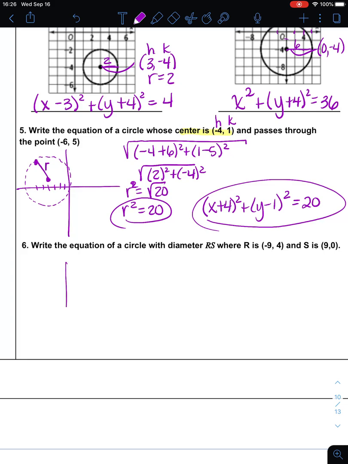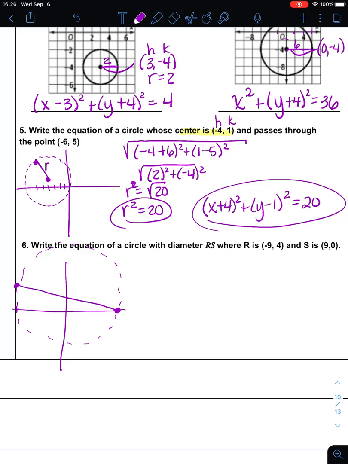Last one, write the equation of a circle that has a diameter. So let's just get a visual on what this looks like. The negative 9, 4 right here, and 9, 0 right here. And so this is the diameter. So this would be the circle we would be looking at. Well, if you're sitting there looking at this problem and you don't have a clue what to do, then draw a picture so it'll help kind of jog your memory.